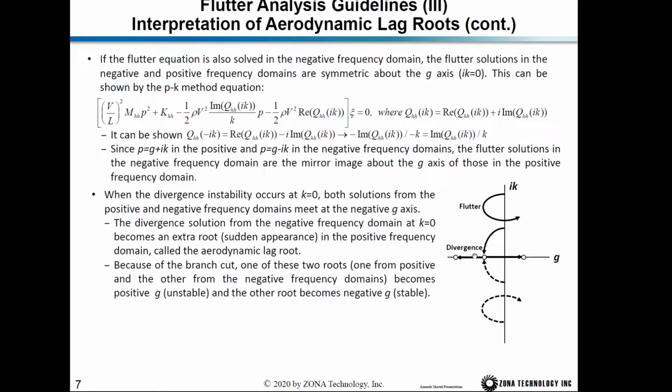Okay. So when the diverging instability occurs at k equals 0, both solutions from the positive and negative frequency domains meet at the negative g-axis. The diverging solution from the negative frequency domain at k equals 0 becomes an extra root, a sudden appearance, in the positive frequency domain, called the aerodynamic lag root. Because of the branch curve, one of these two roots, one from the positive and the other from the negative frequency domain, becomes positive g, which is unstable, and the other becomes negative g, which is stable.